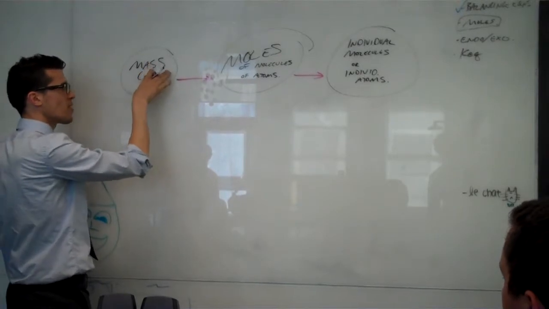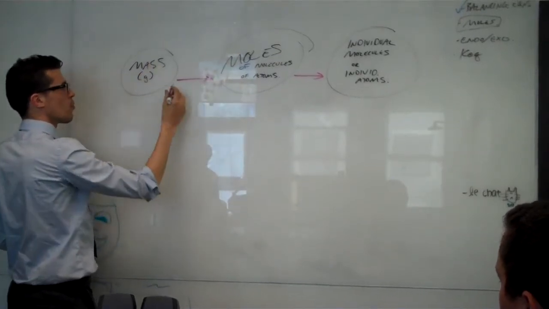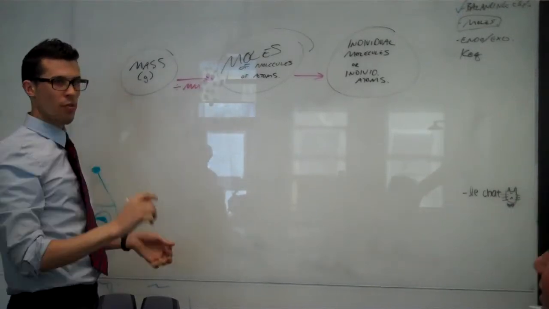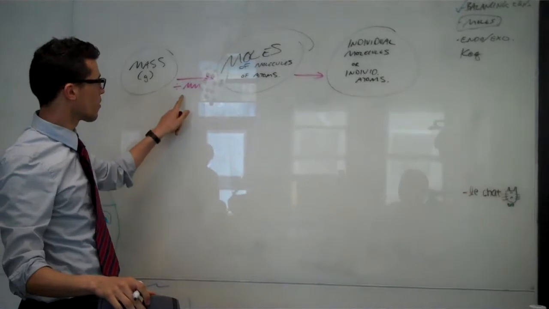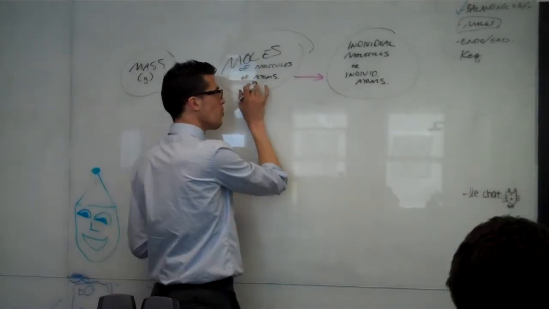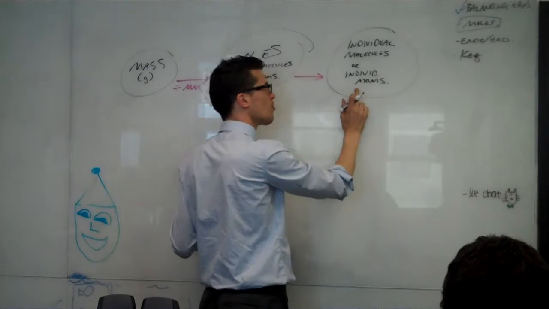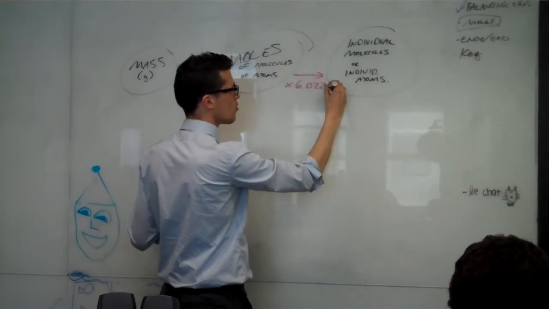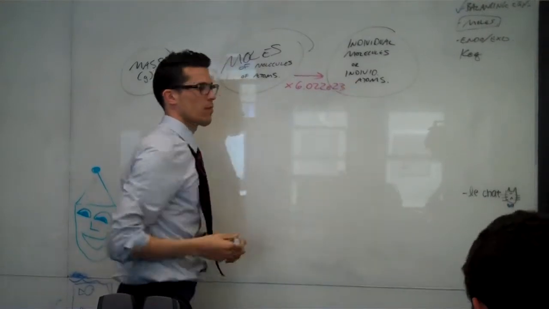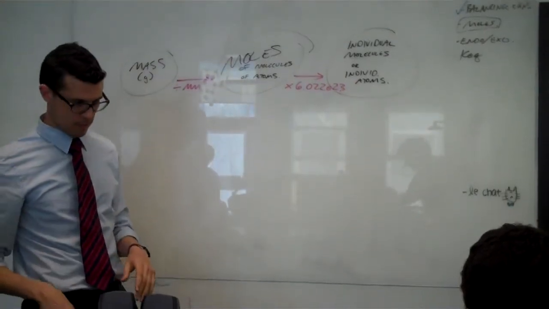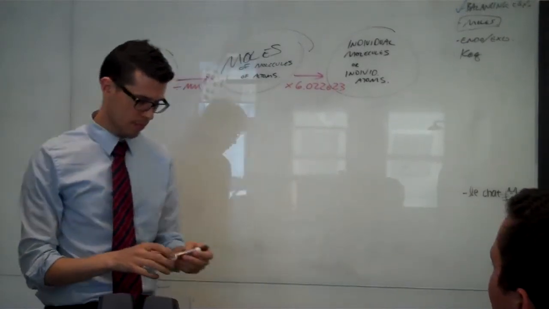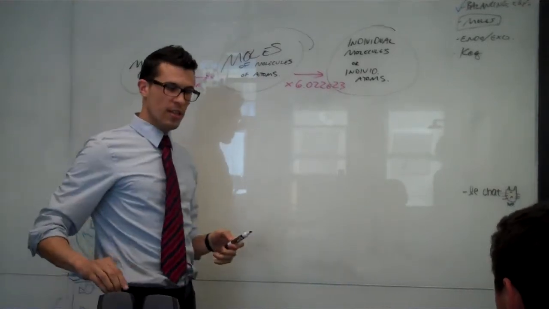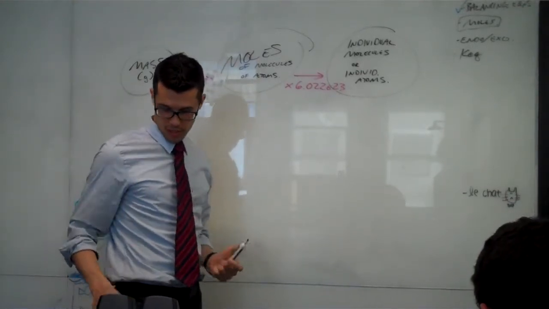If we go from mass to moles, we need to divide by the molar mass of whatever thing we've got. This makes it so much easier. If we go from the moles to individual atoms or molecules, we're going to multiply by 6.022 times 10 to the 23rd. Because I always get confused when to use the 6.022. And if you memorize this chart, you know where to go from where to where. This is a quick fix if you don't understand the concepts.